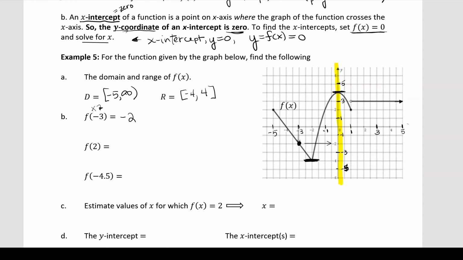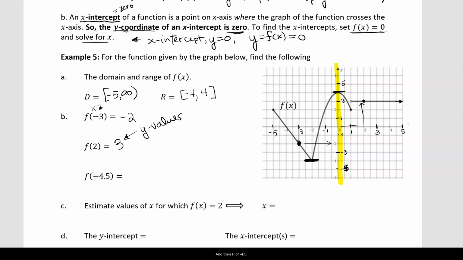F of 2, we go across the x-axis to +2. So we move across the x-axis, we move up to the y, and we intersect right here at y equals 3. Once again, these are y values. Function values are y values.